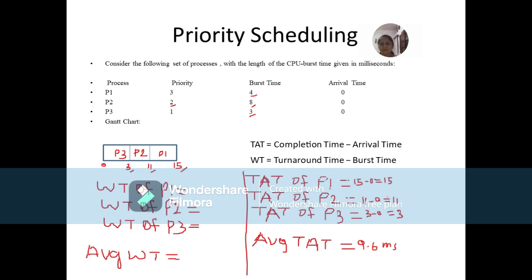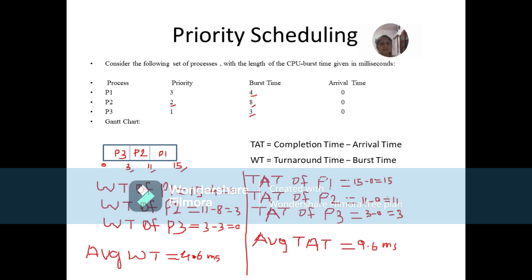Now is the time to calculate waiting time. What is the waiting time of P1? Turnaround time minus burst time. The turnaround time of P1 is 15, and the burst time is 4. So 15 minus 4 is 11. Waiting time of P2: turnaround time of P2 is 11 minus burst time of P2, which is 8, so 3. And waiting time of P3: turnaround time of P3 is 3 minus burst time of P3, that is 3, so 3 minus 3 is 0. So the average is 14 divided by 3, 4.6 milliseconds.